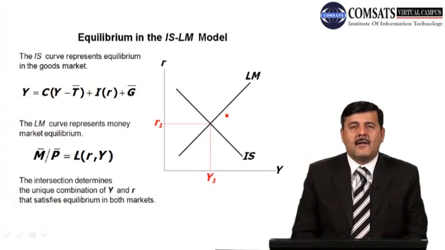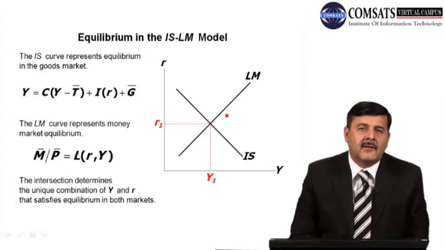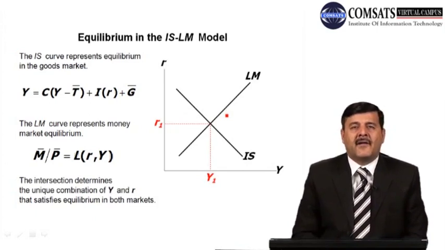The equation of the IS curve is Y = C(Y - T) + I(r) + G. Consumption is one of the components of expenditure and depends on disposable income. I(r) is the level of investment in the economy, which is the second component of expenditure, and G is government purchases, which is given. So this gives us the IS curve.